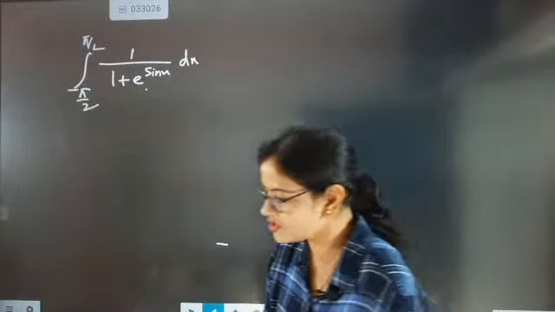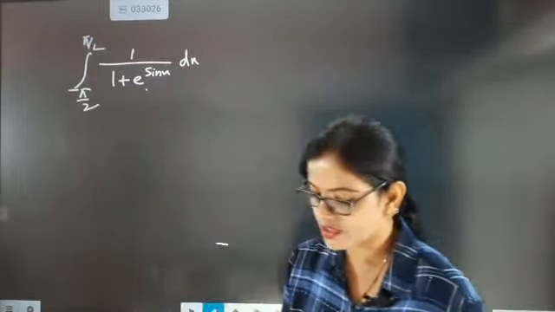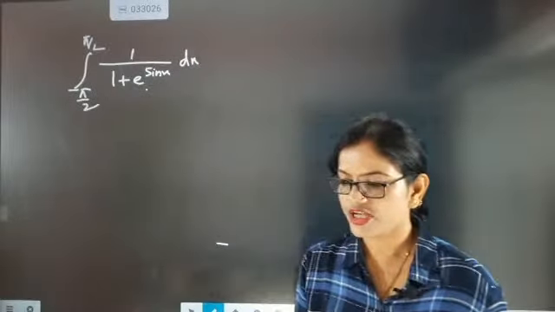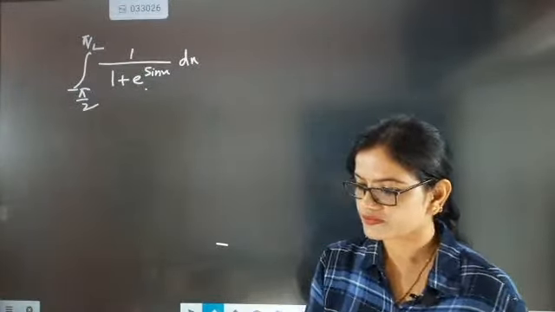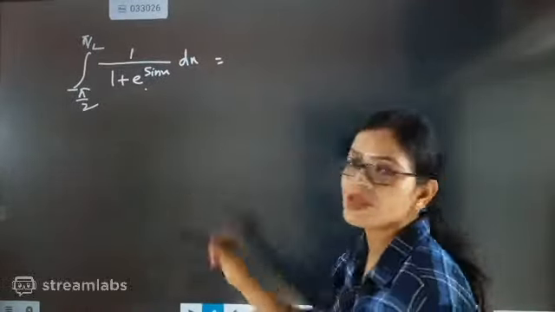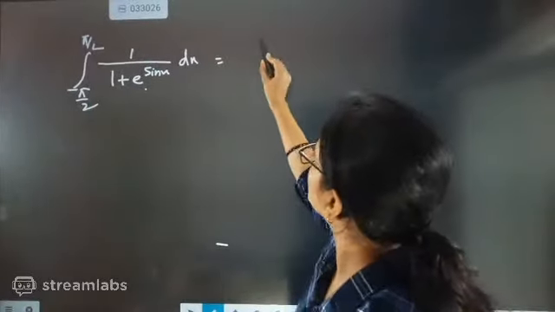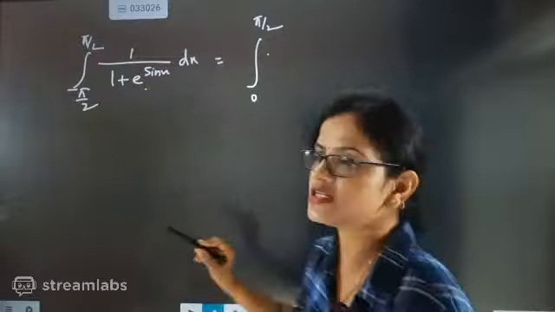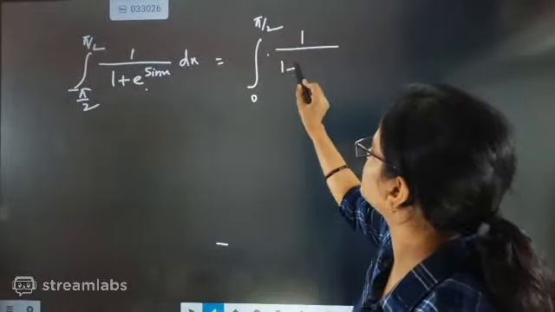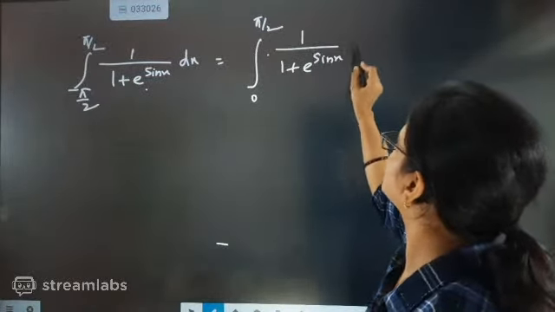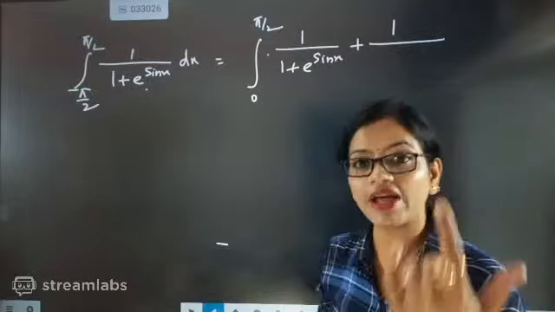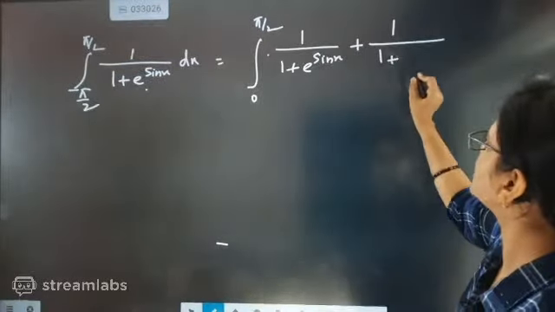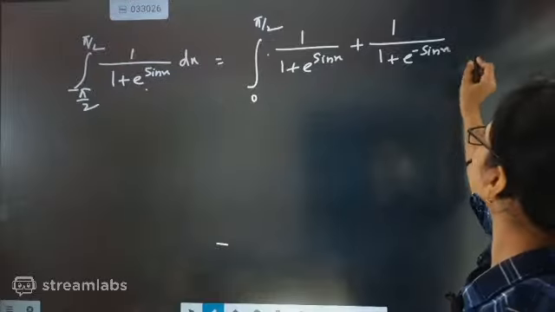Very good, the answer is coming 0, Vishu? Check one more time. Better to directly implement this property. Then it will become 0 to pi by 2. One time f of x will be written as it is, so we write 1 plus e to the power sin x, and one time it will become f of minus x, so wherever x is, it will become minus sin x.